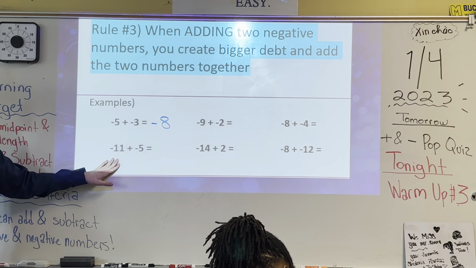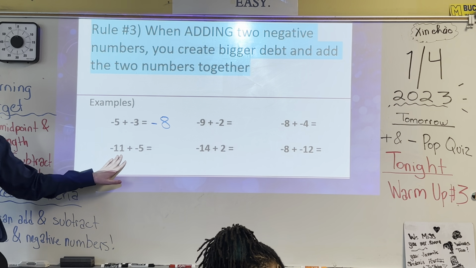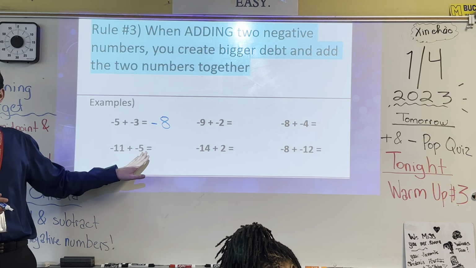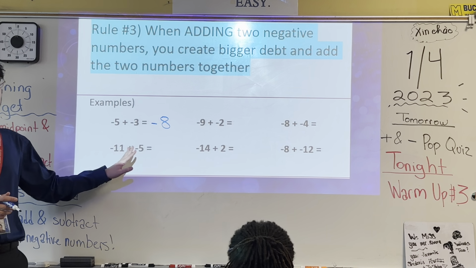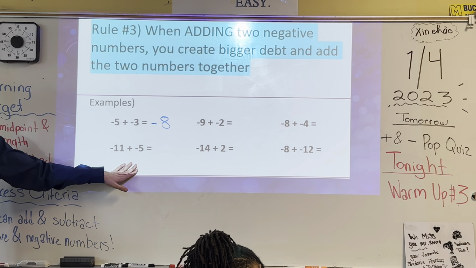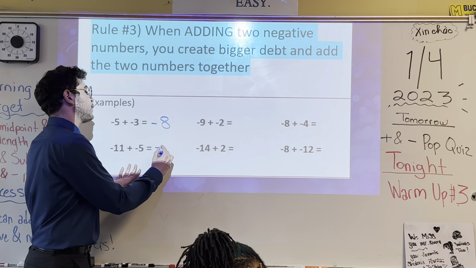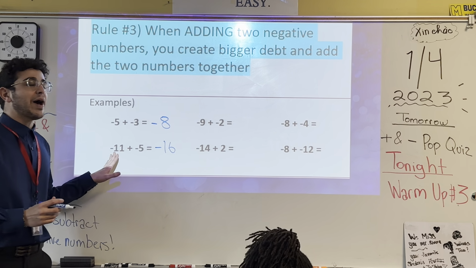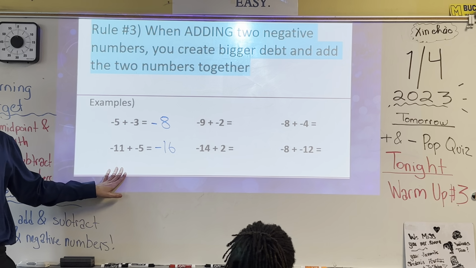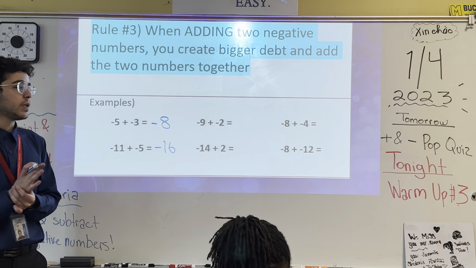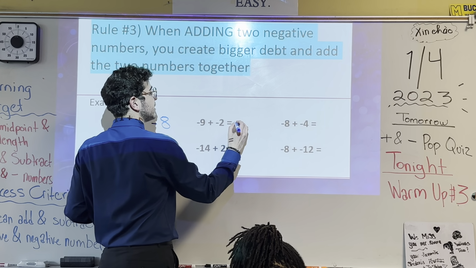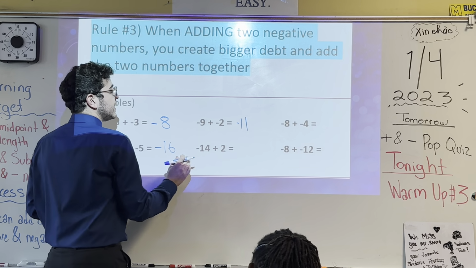You have two friends. You owe Stacy $11, and you owe Eric $5. If you owe Stacy 11 and Eric 5, how much do you owe your friends in total? 16. So what you find is that when you add two negative numbers together, you end up getting a bigger negative. Capiche? -9 plus -2 is -11.